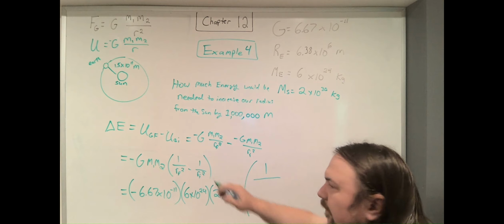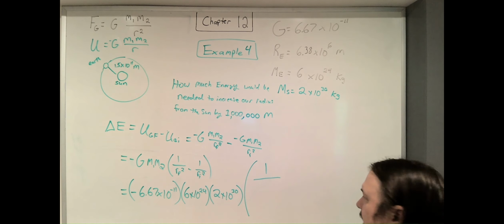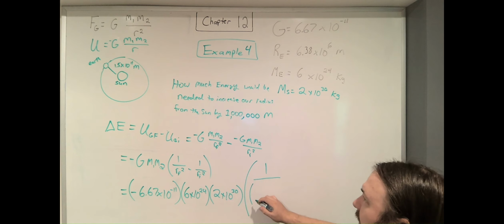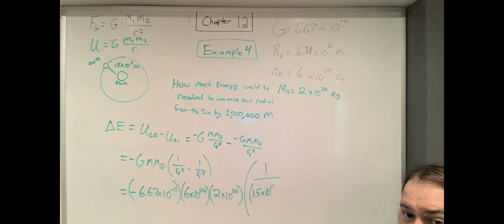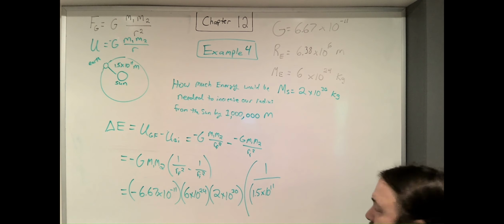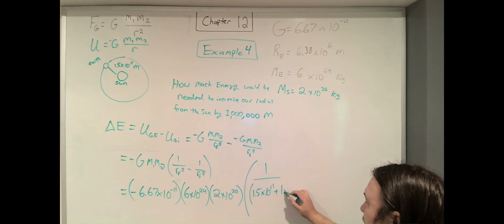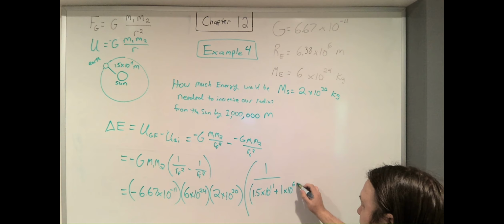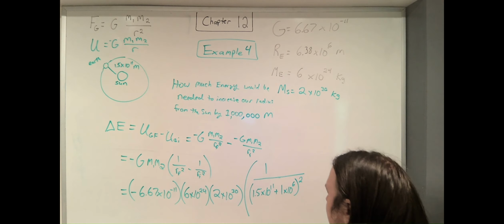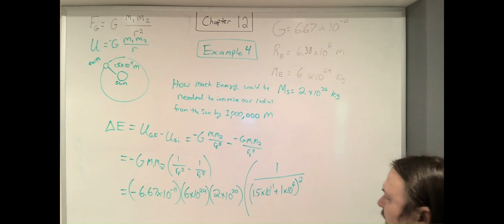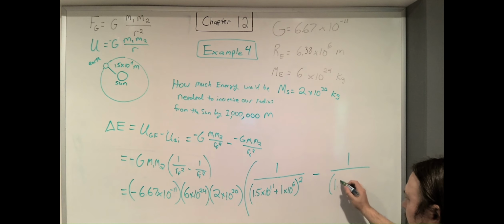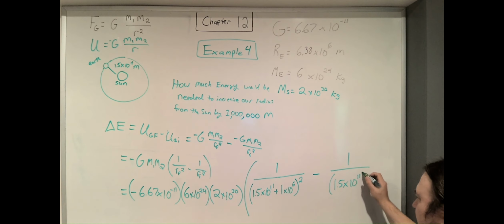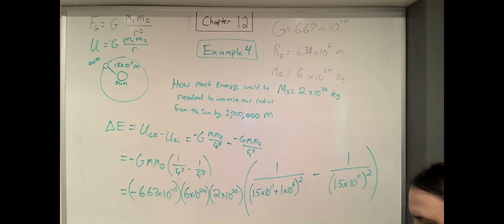The radii have to be 1 over the final radius. The final radius is going to be 1.5 times 10 to the 11th, plus we have now moved an extra million meters, so plus 1 times 10 to the 6th, and this all has to get squared. That's our final. Now we subtract the initial, which was 1 over 1.5 times 10 to the 11th squared, and that thing ends in a parenthesis. All right, that's a big one.